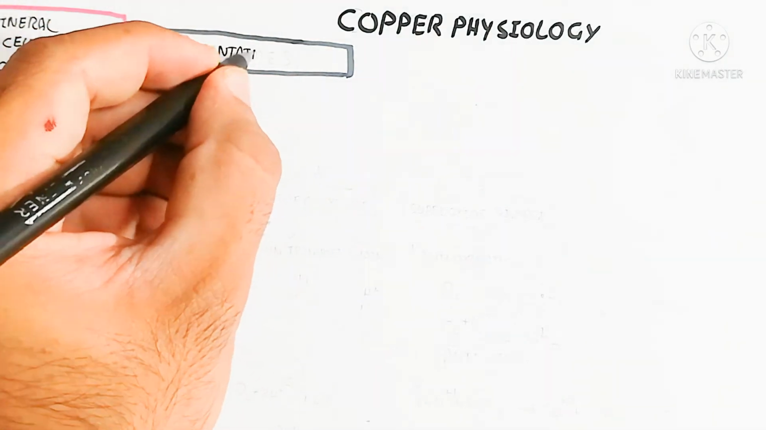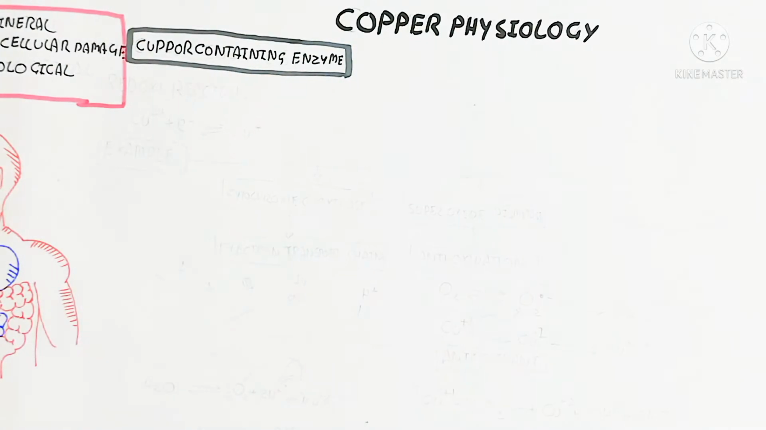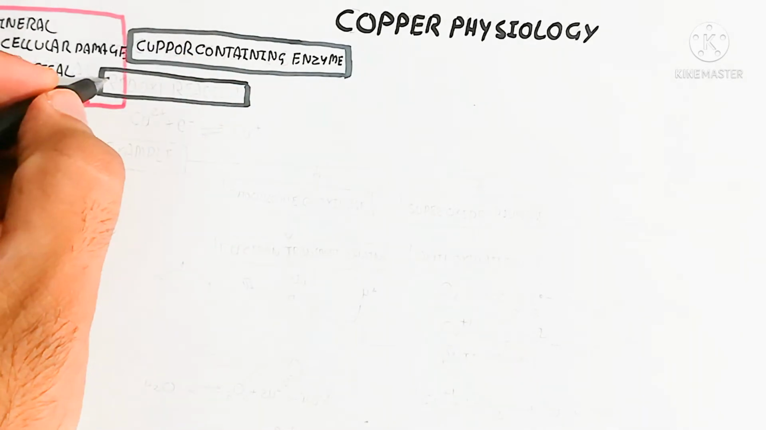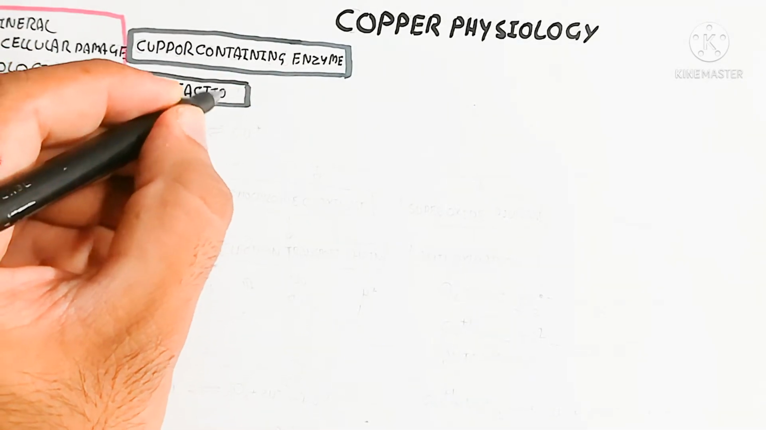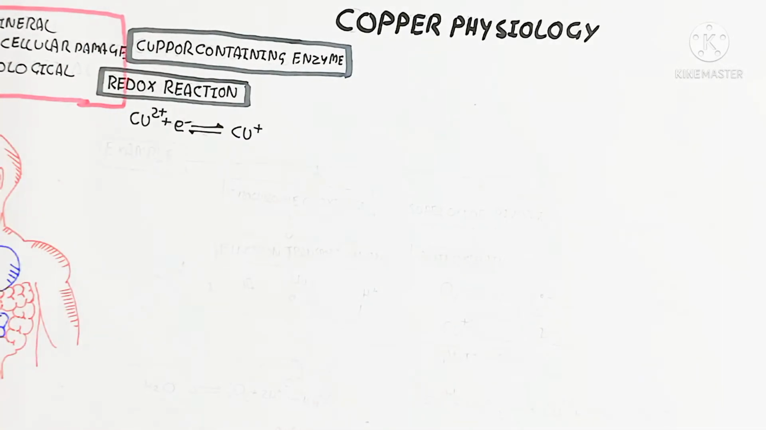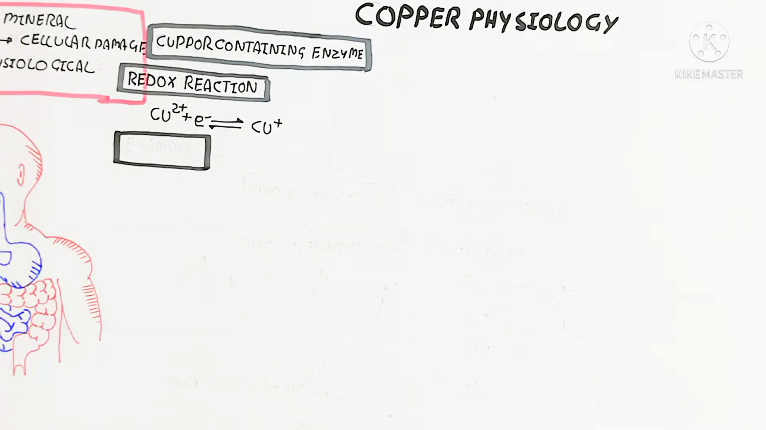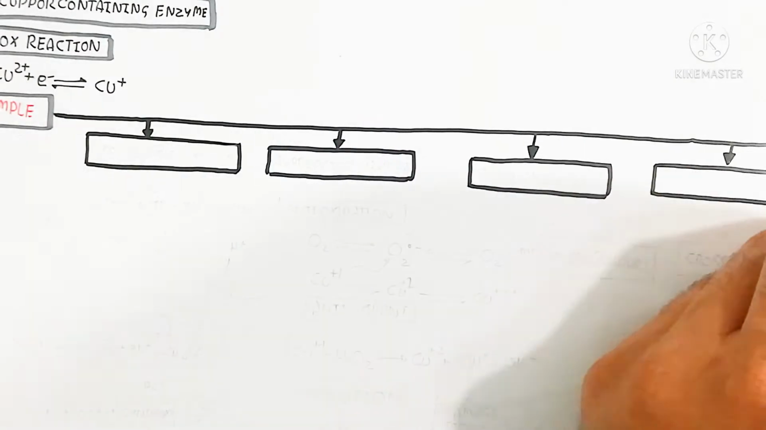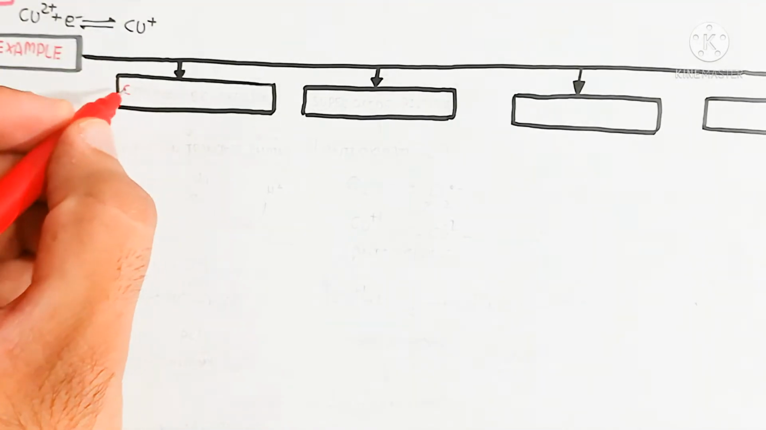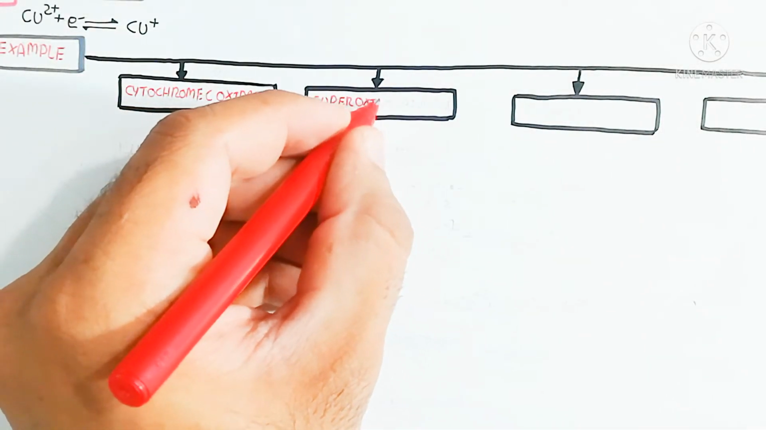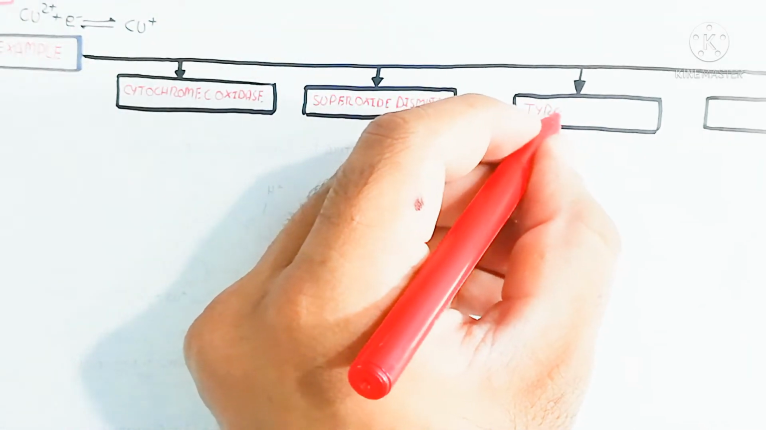While here we will discuss the copper-containing enzymes. The copper-containing enzymes are very important in our body, in our function, in our physiology. So let's begin by understanding the redox reaction. Copper is important for the redox reaction, for electron donation. When it accepts an electron, copper 2+ is converted into copper 1+. So it is an electron acceptor and an electron donor, so it can be in a reduction or oxidation state.